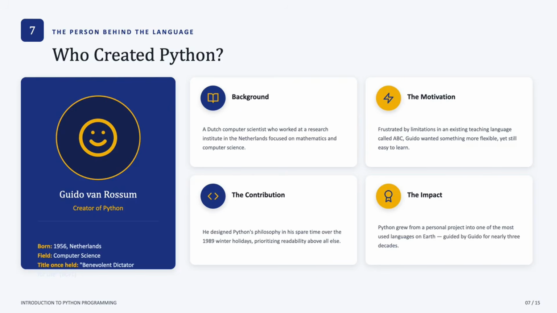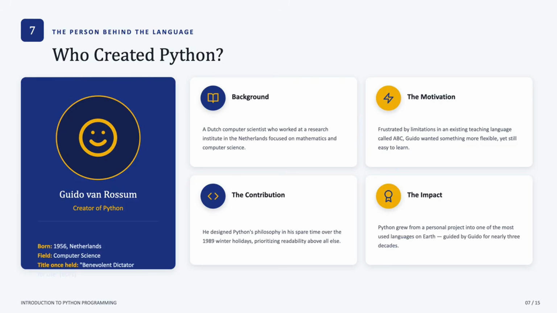Guido wanted something different. He wanted a language that people could actually enjoy using. He wanted code that almost looked like plain English. He believed programming should focus on solving problems, not fighting with syntax. So during the Christmas holidays of 1989, he started working on a new programming language as a personal project. At that time, he probably never imagined that his small project would eventually become one of the world's most popular programming languages.